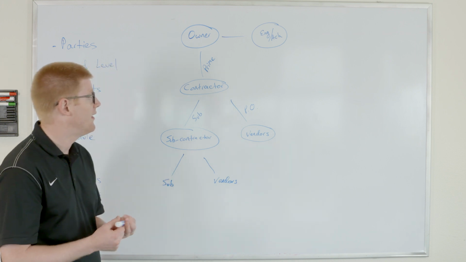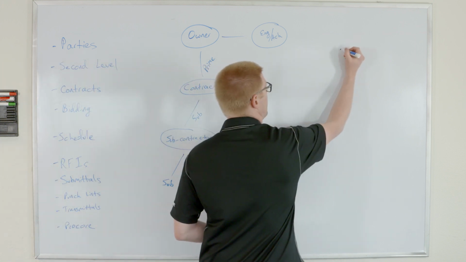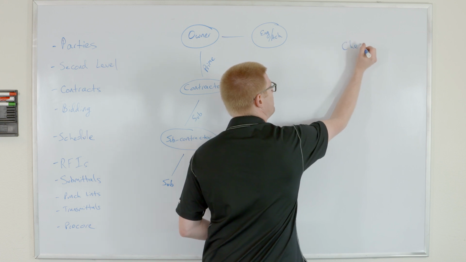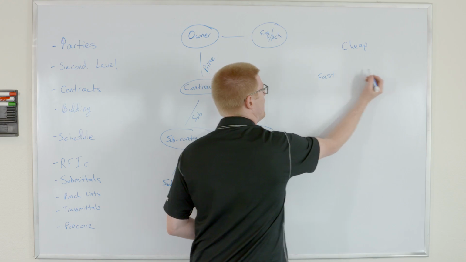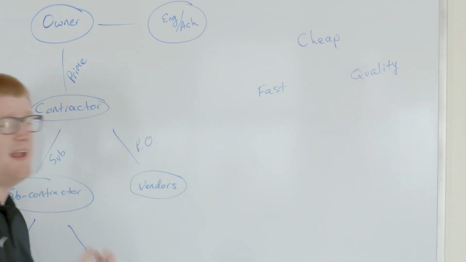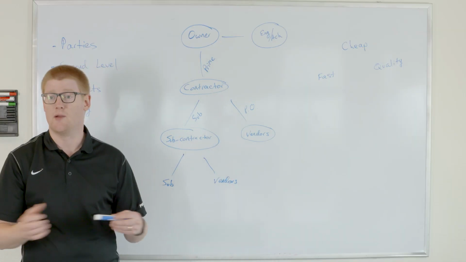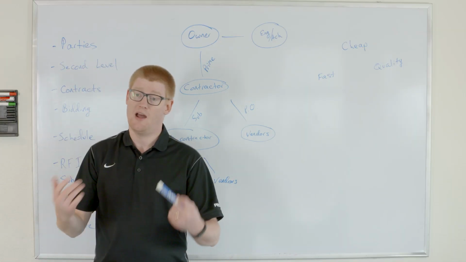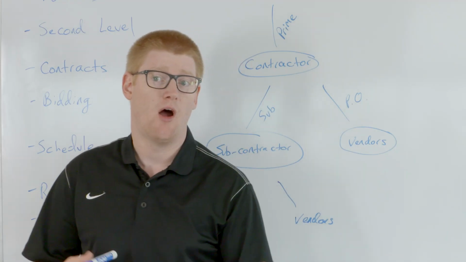And there's really three things that they're looking for. It's not always the same for every project, but they're looking for how cheap it can be done, how fast it can be done, and what the quality of work is. And realistically, you have to pick two out of the three. If it's going to be cheap and fast, it's not going to be well done. If it's going to be high quality and fast, it's not going to be cheap. And it really depends on what type of project.